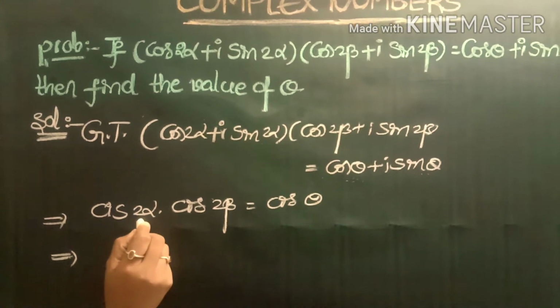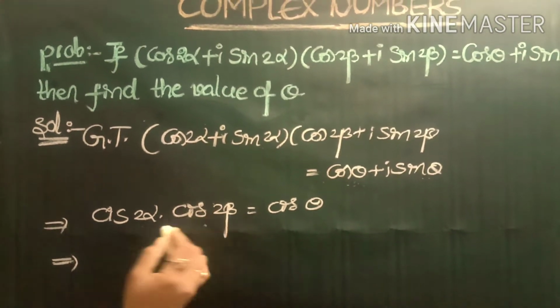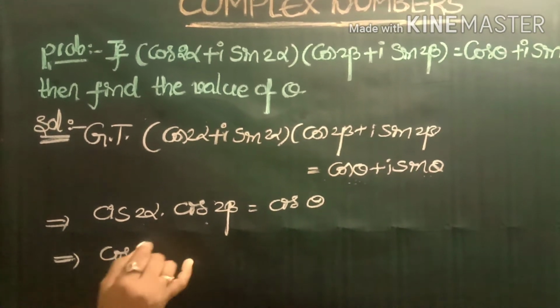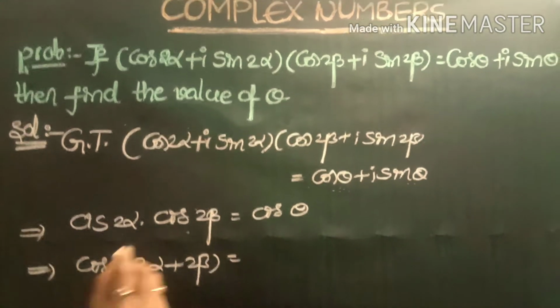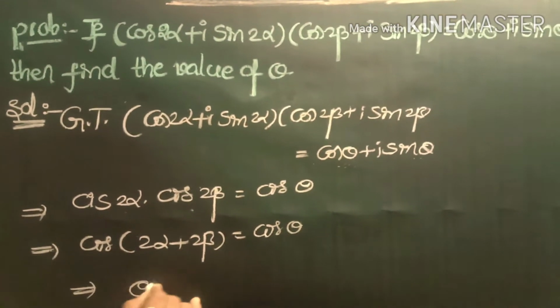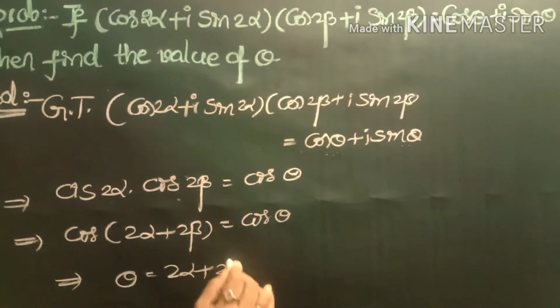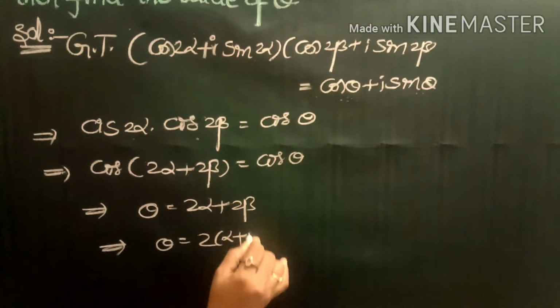and already we know that cis of alpha into cis of beta is equal to cis of alpha plus beta. By applying that formula here, this becomes cis of 2 alpha plus 2 beta. So cis of 2 alpha plus 2 beta is equal to cis theta. Therefore the value of theta is equals to 2 alpha plus 2 beta. That is, theta is equals to 2 into (alpha plus beta). That's all.